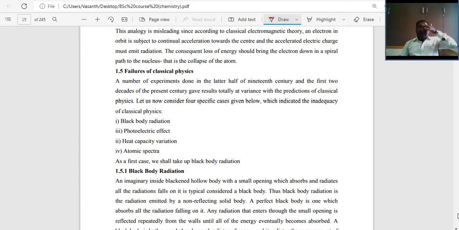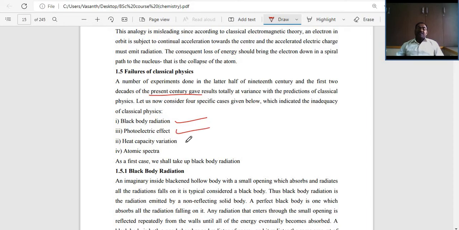A number of experiments done in the later 19th century and the first two decades of the present century gave results totally at variance with the predictions of classical physics. Some of the concepts are not explained by classical methods, like black body radiation, photoelectric effect, heat capacity variation, and atomic spectra.